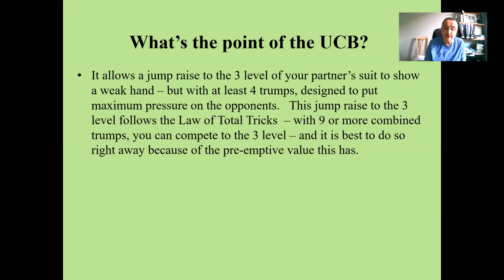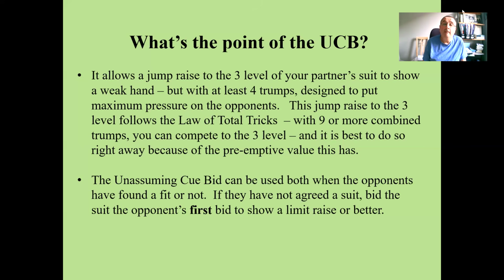And that suggests that in a competitive auction, you should be willing to bid to the level of your combined trumps. So with 9 or more combined trumps, you can compete to the 3 level. And it has preemptive value if you do it right away. We'll look at some examples of that in a moment.